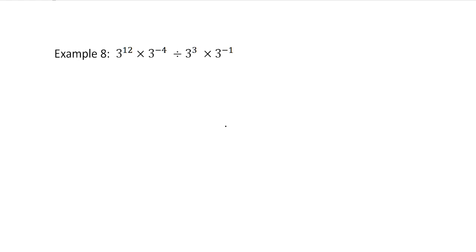All right, so this one's kind of interesting because it has all kinds of negative exponents, and it's got a division in there, and so I'm going to rewrite this so that everything has a positive exponent on it. So I've got 3 to the 12th times 1 over 3 to the 4th, divided by 3 to the 3rd times 1 over 3. And I'll show you another way of addressing this here in a moment, but we'll go with this for the moment.